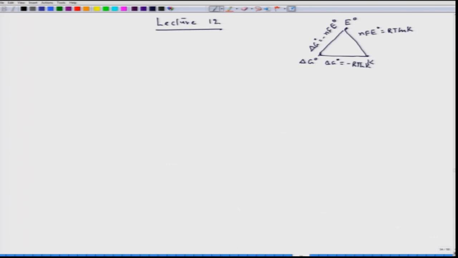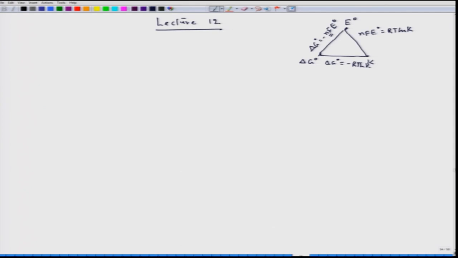Now, we will go ahead with this triangle and try to see if we can have some sort of correlation between potential, cell potential or the redox reaction potential, with the equilibrium constant.